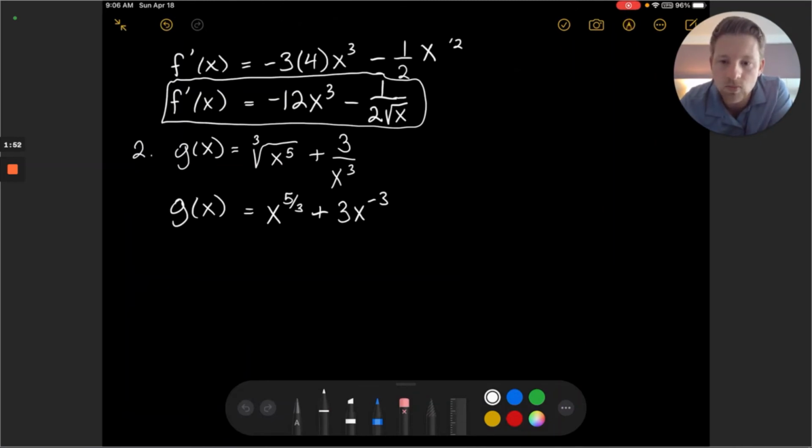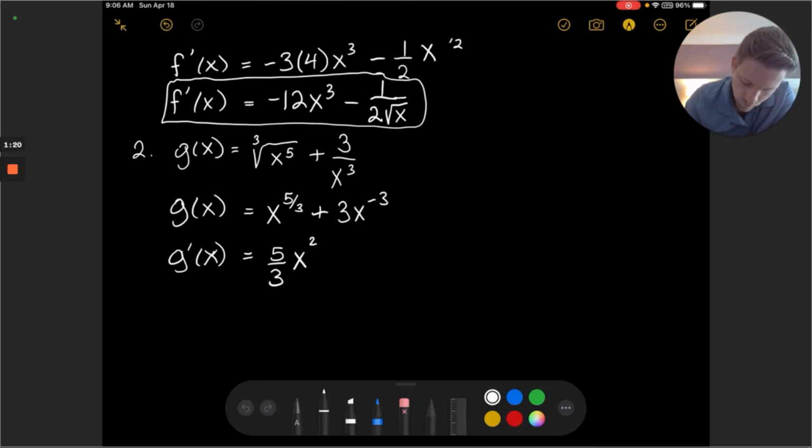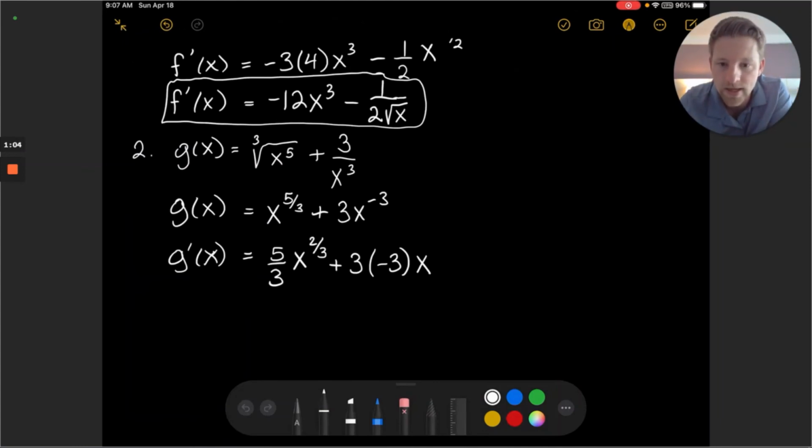So here I can again clearly see what the powers on my variables are, so I can now work through my power rule. So g prime of x, the derivative, is equal to, we'll bring down our power as usual, so that would be 5/3 times x. Now if I subtract 1 from my exponent here, 5 over 3 minus 1 is just going to give me 2 over 3. And then I can say add 3 times, bring down a negative 3 as my exponent, and then x raised to negative 3 minus 1 from the power. That would be negative 4.